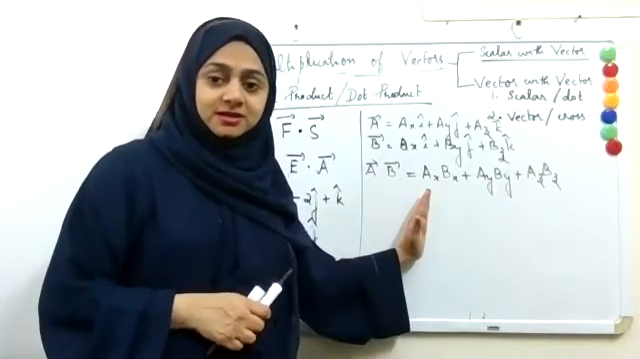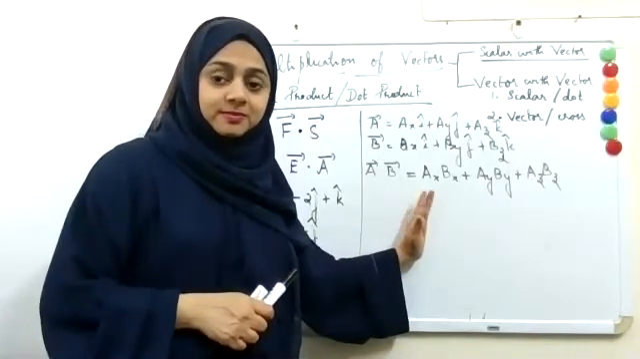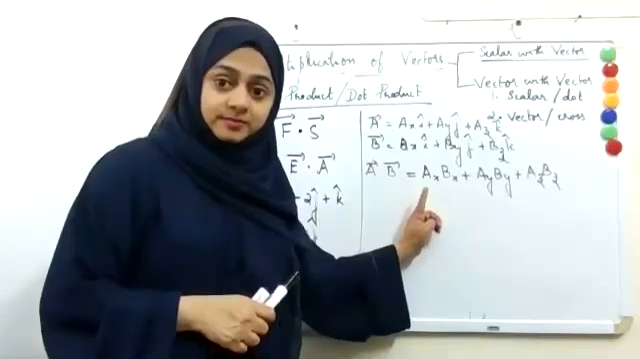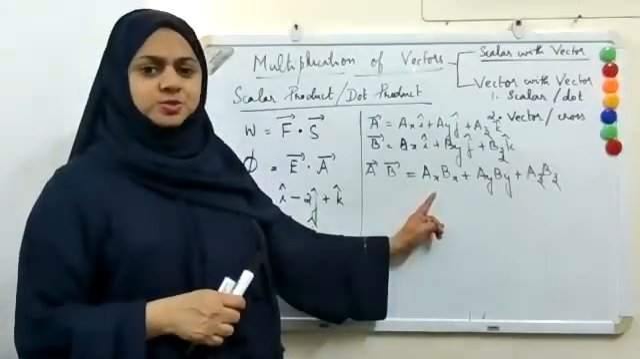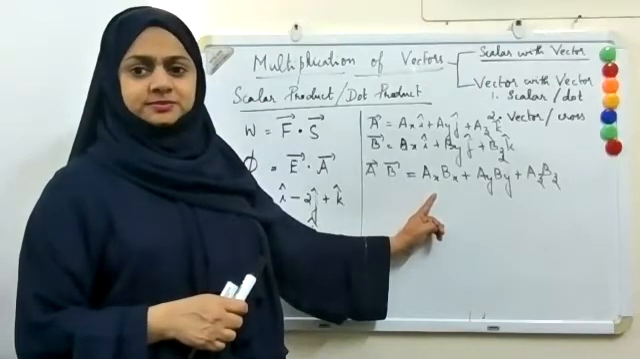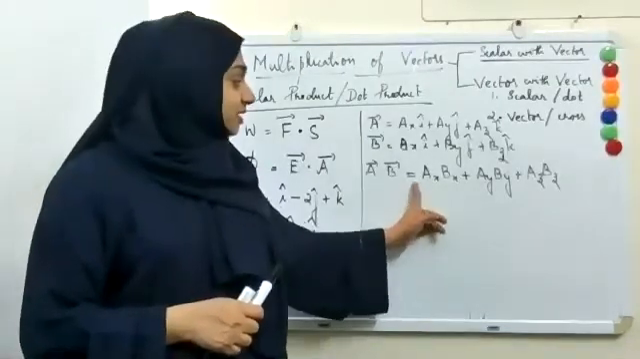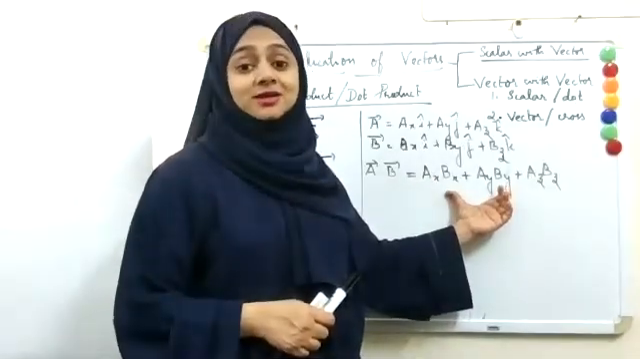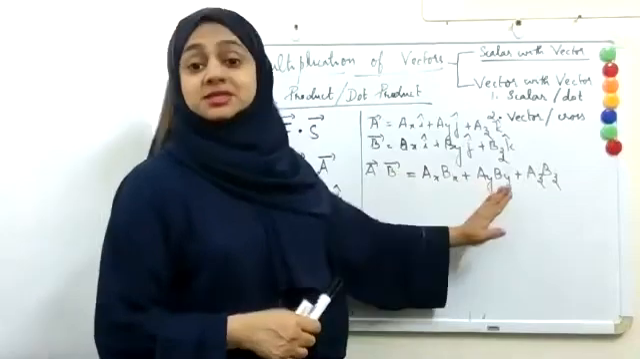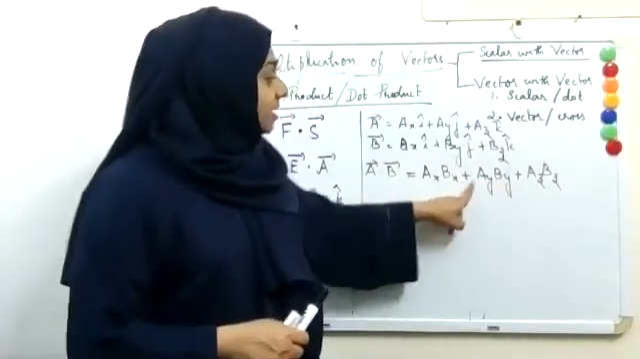Yes, Hasina? Because we are finding out the vector cross product, right? Is this cross product we are finding? No, the dot product, sorry. The dot product, so the result will be a scalar quantity. Dot product, it's a scalar quantity.